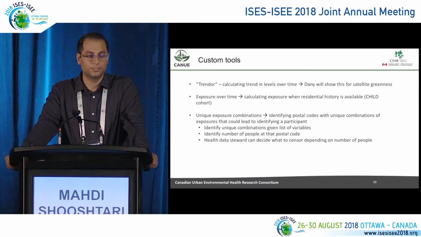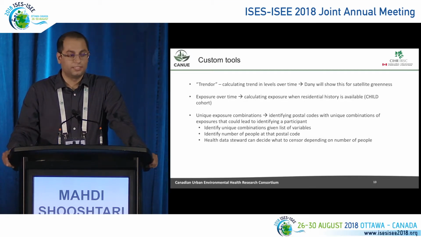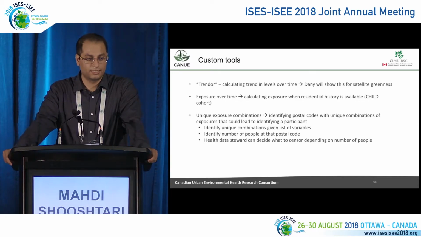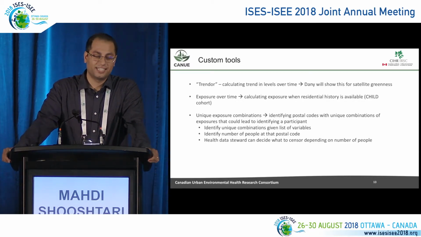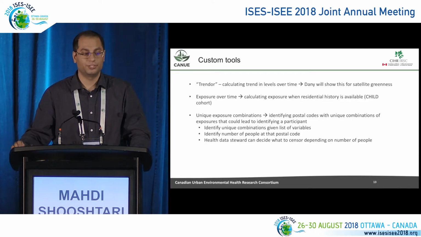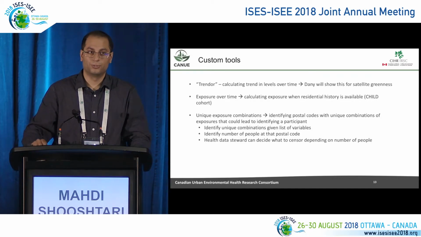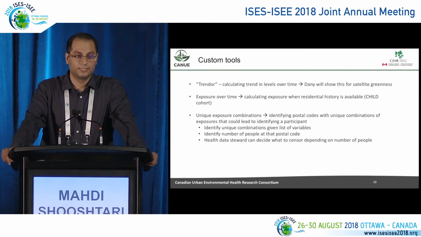I also developed some custom tools based on what we need. For example, one tool that I developed is a Trender, which its task is to calculate the trend in one specific neighborhood feature, through all the time for all the postal codes that we have. Danny will show this for satellite greenness in the next presentation.